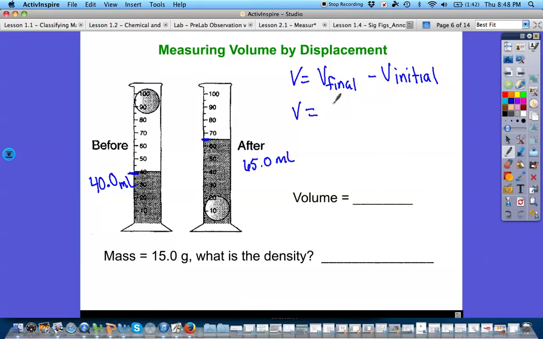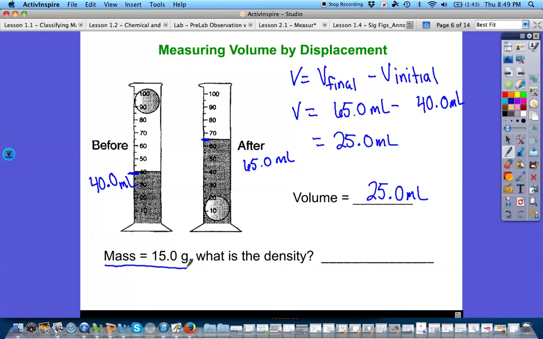milliliters. So we're going to take 65.0 milliliters minus 40.0 milliliters to give us a volume of 25.0 milliliters. Remember, for significant figures with addition and subtraction, you need the same number of decimal places. So we're good there. So our volume of the object is 25.0 milliliters.